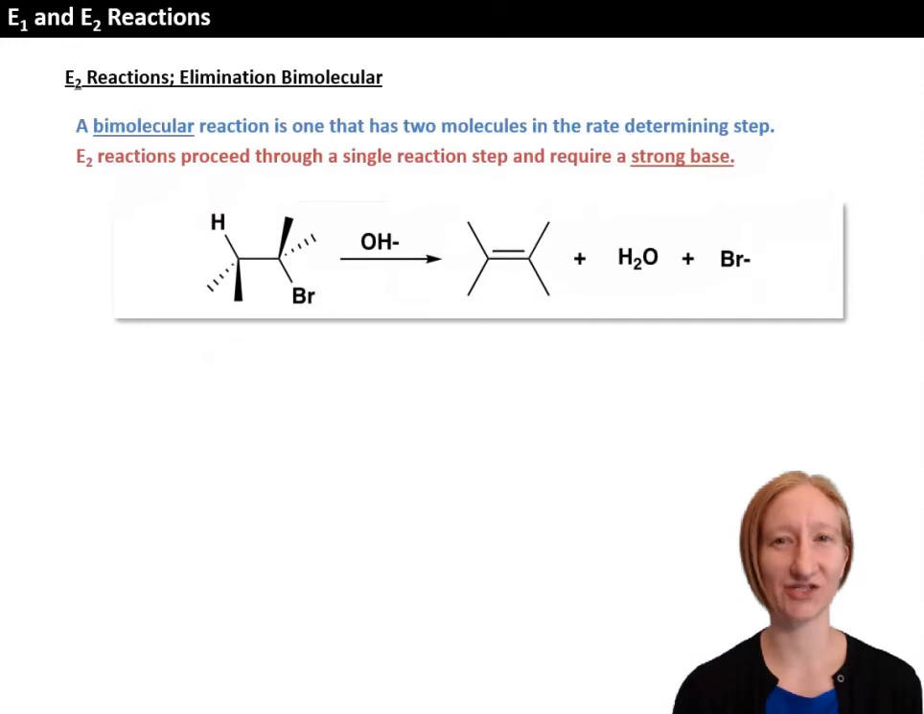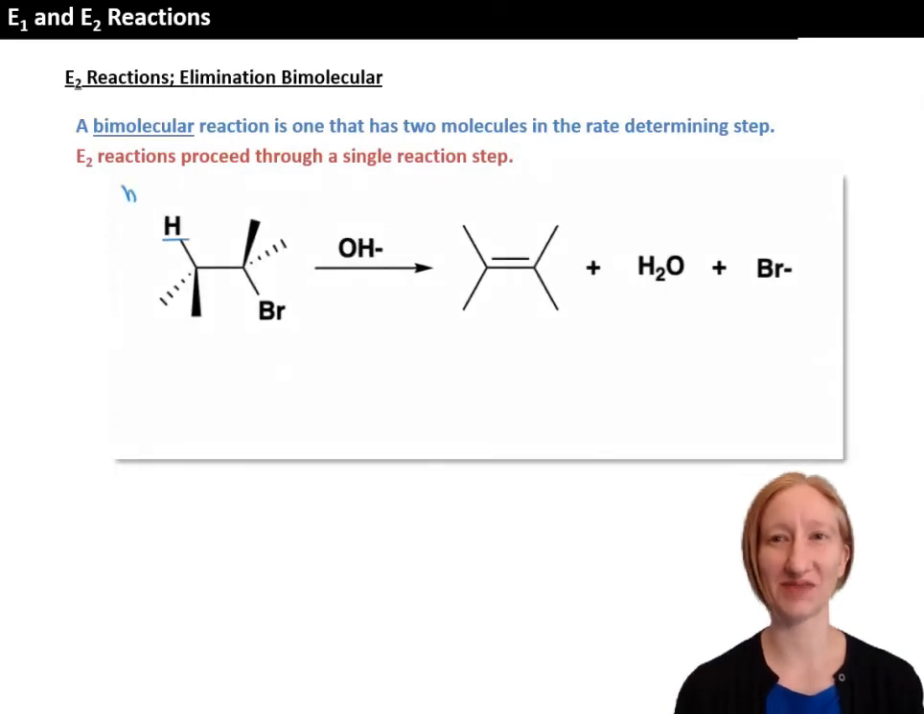The E2 reaction is a bimolecular reaction. Remember that a bimolecular reaction is one that has two molecules in the rate determining step. And here that will be the base and the alkyl halide. And similar to SN2 reactions, E2 reactions will proceed through a single step that includes all of the bond breaking and forming.